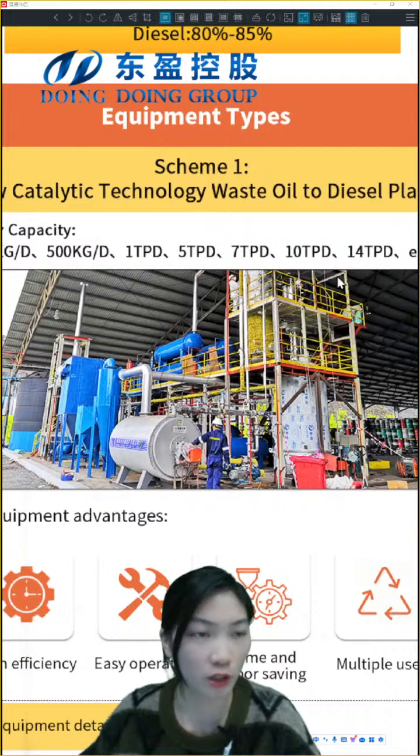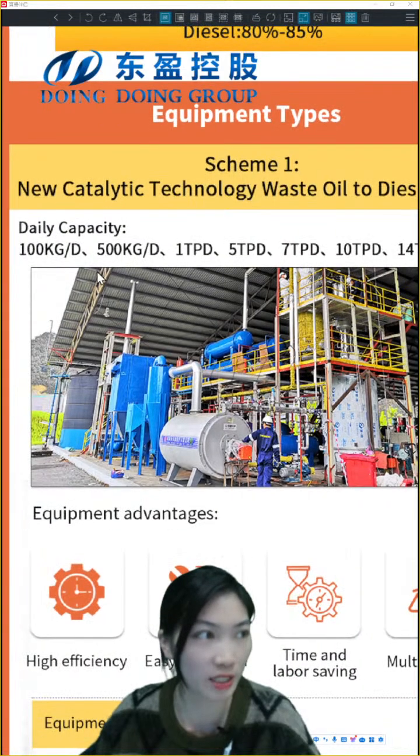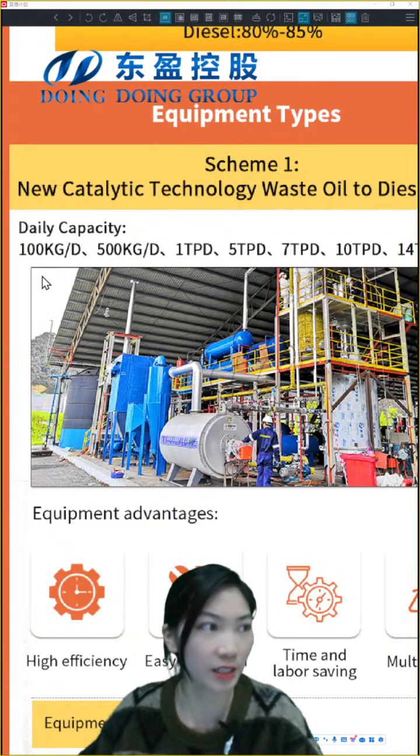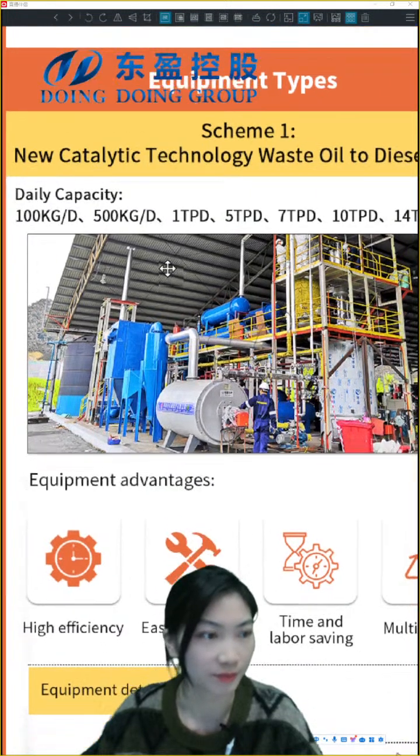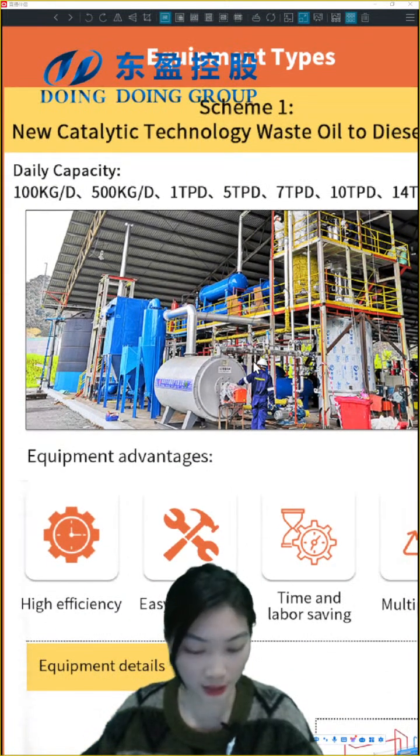And this we call TPD, which means ton per day. For the small machines, we just call it per batch, because every batch we can feed 100 kilogram. For the small machines, 100 kilogram and 500 kilogram, every batch only needs about 3 hours to 8 hours.